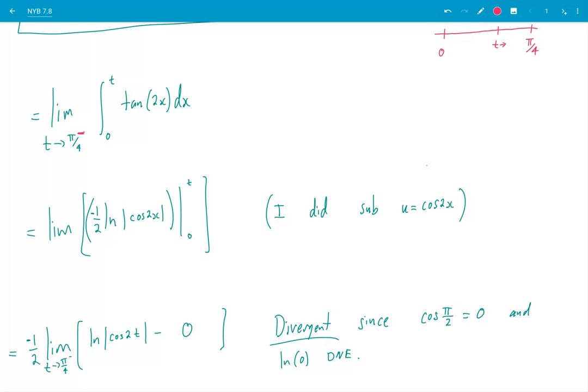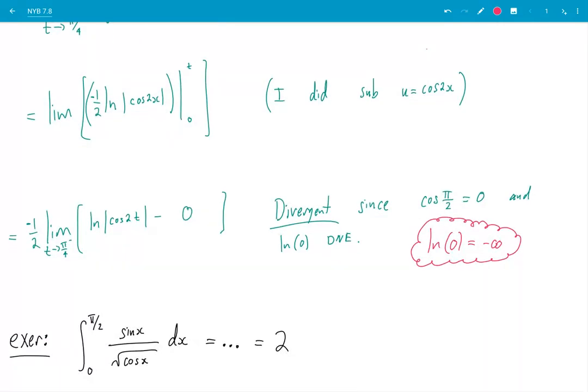Again, we have this ln of 0, as we saw before. You can think of it as minus infinity. Okay, thought cloud. Don't write that unless you put a thought cloud around it. So I'm not getting a number here. My final limit here is not resulting in a number. So we have a divergent improper integral.